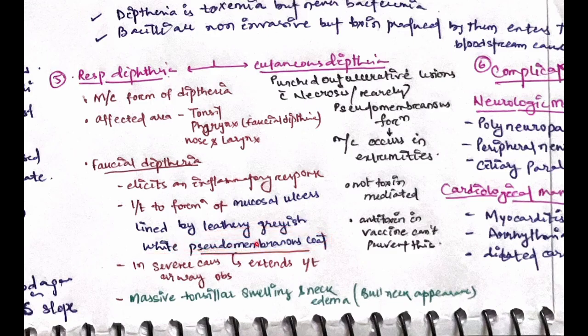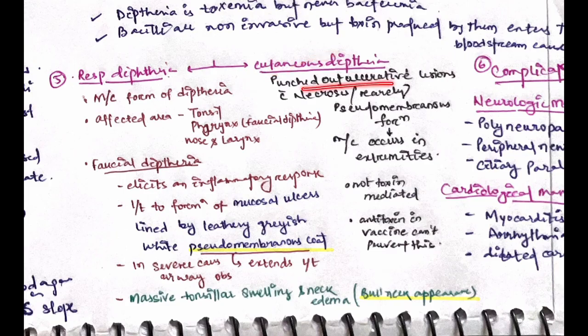Now this pseudomembranous coat, if it is not taken care of and a severe case occurs, will extend and obstruct the airway. That will be a serious condition. Another feature is massive tonsillar swelling and neck edema, so that is bull neck appearance. So two important features in respiratory diphtheria are the pseudomembranous coat and the bull neck appearance.